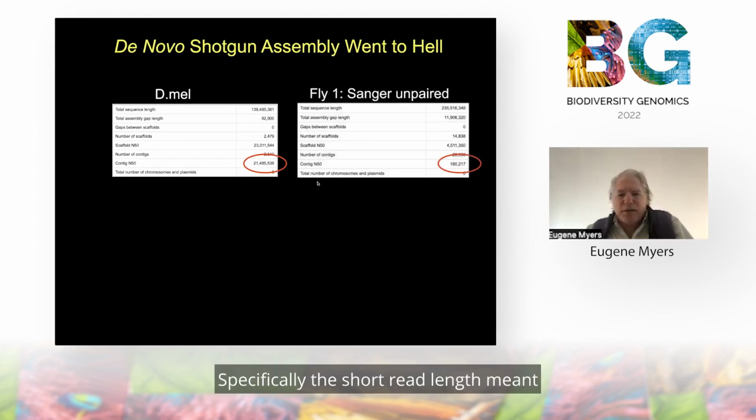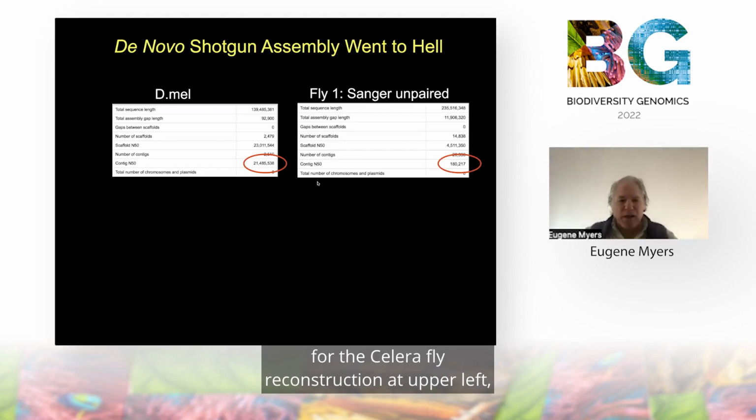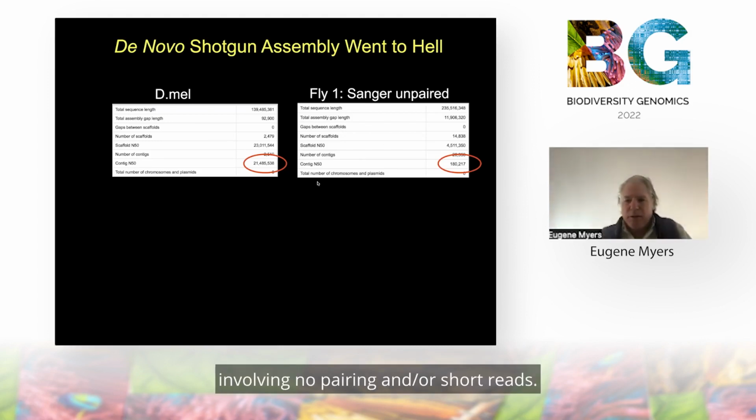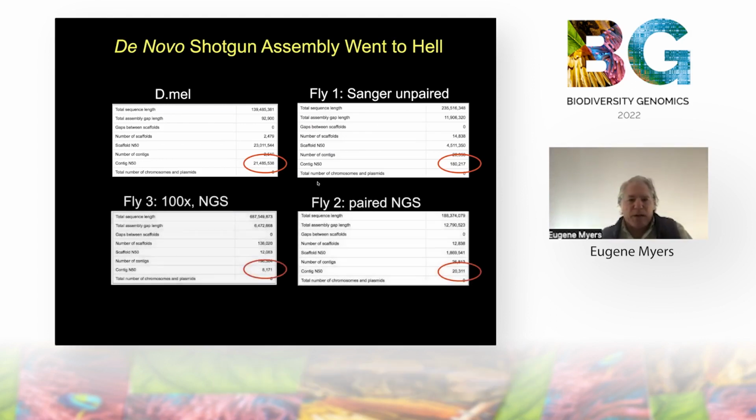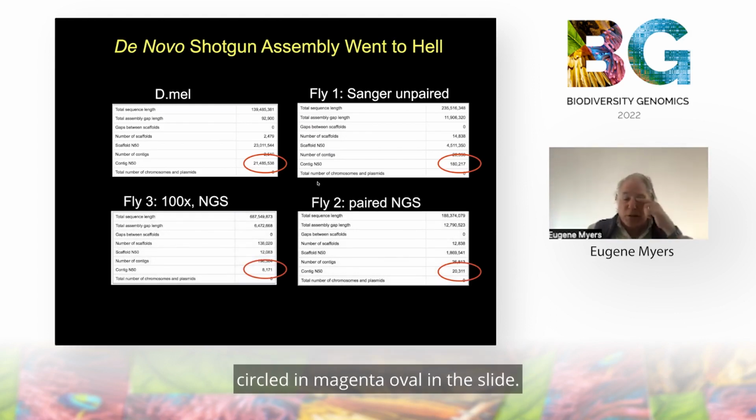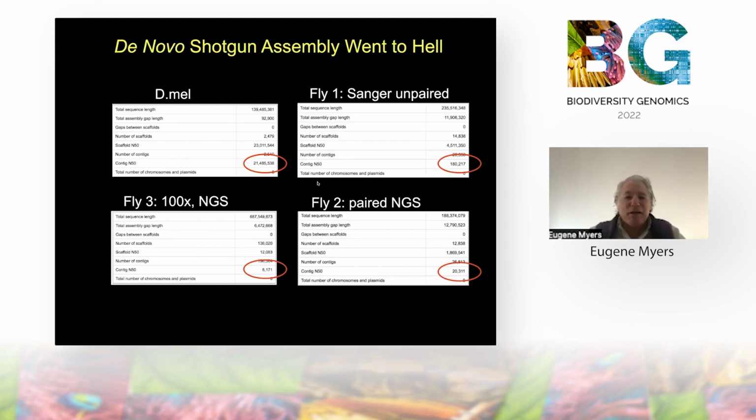Specifically, the short read length meant that de novo reconstructions basically went to hell. Here you see the contig N50 for the Celera fly reconstruction at upper left, and then the N50s for projects involving no pairing and or short reads. You can see the N50 contig length circled in a magenta oval in the slide. These are genomes that are actually deposited at the NCBI.